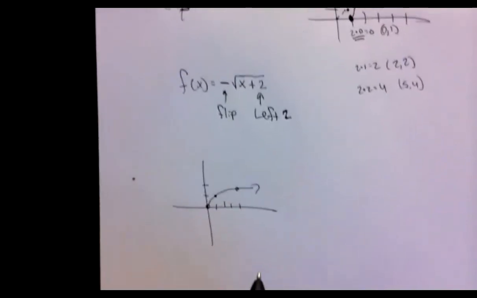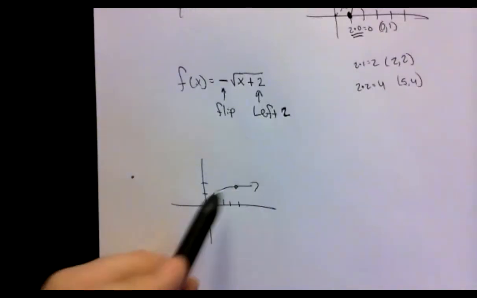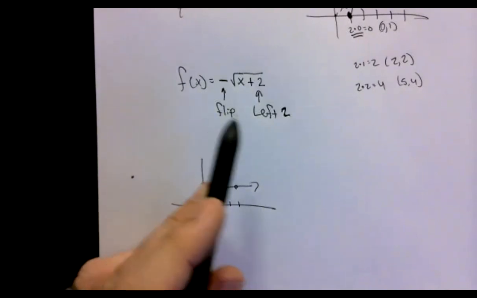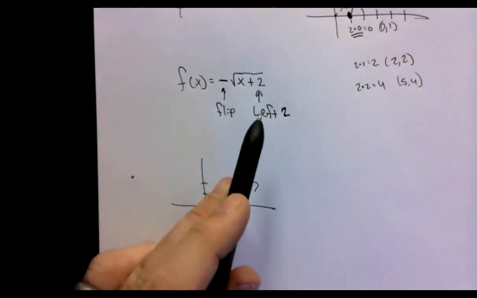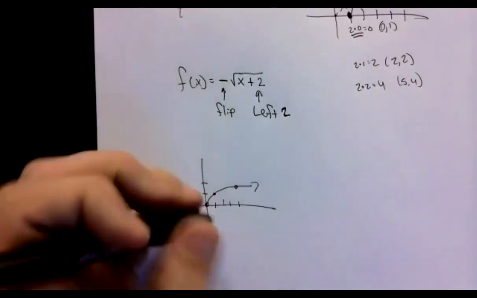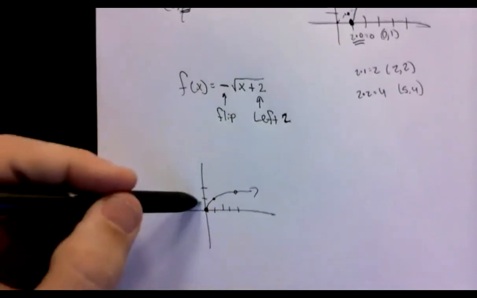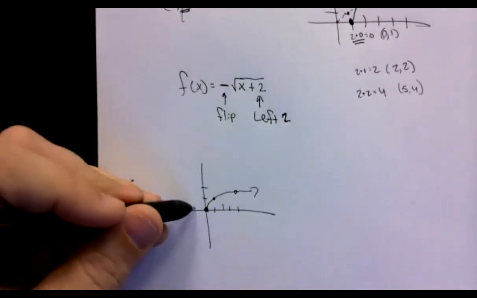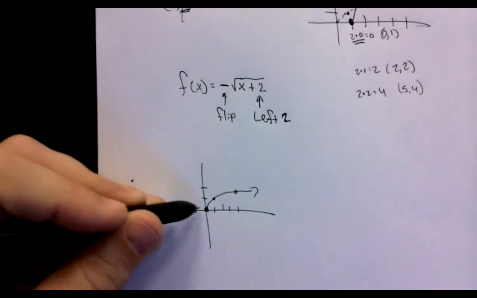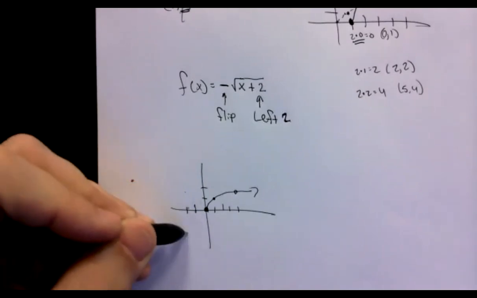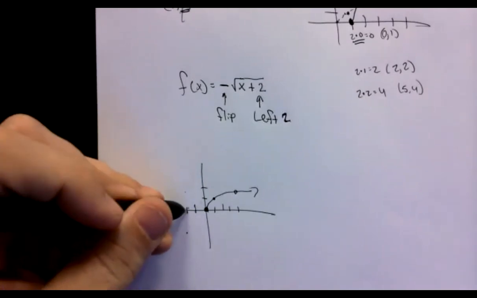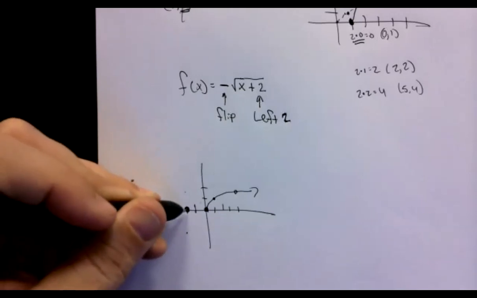So again, just redrawing the original function. So this is the old one. This is not my new one. I'm going to shift every single point left 2 units. So this point here at 0, 0 is going to shift left 2 units, and then it's going to flip over the x-axis. Now we're actually on the x-axis, so that one's not going to flip.